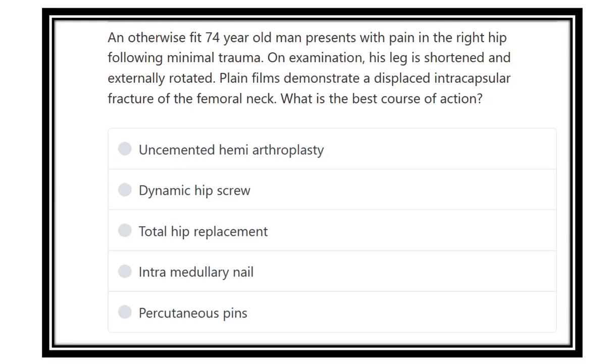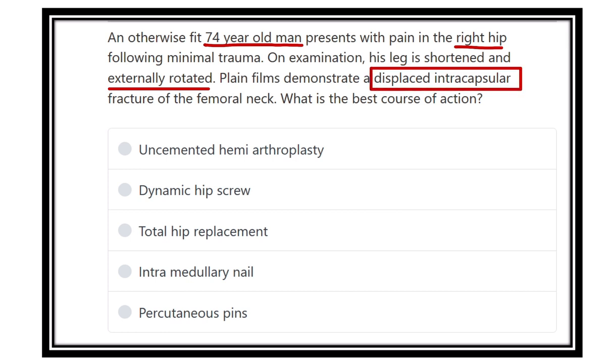An otherwise fit 74-year-old man presents with pain in the right hip following a minor trauma. On examination, his leg is shortened and externally rotated. Plain X-ray demonstrated a displaced intracapsular fracture. This is a very, very important point: the fracture is a displaced intracapsular fracture of the femoral neck.